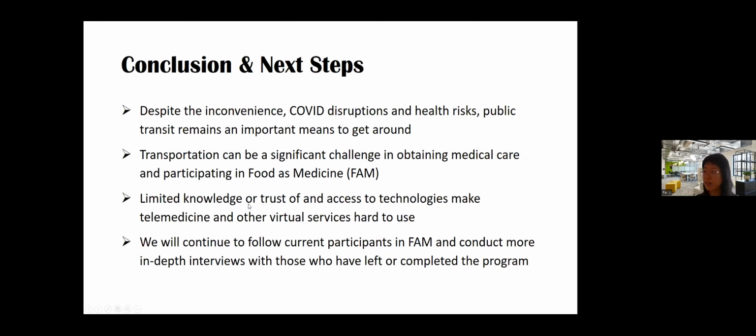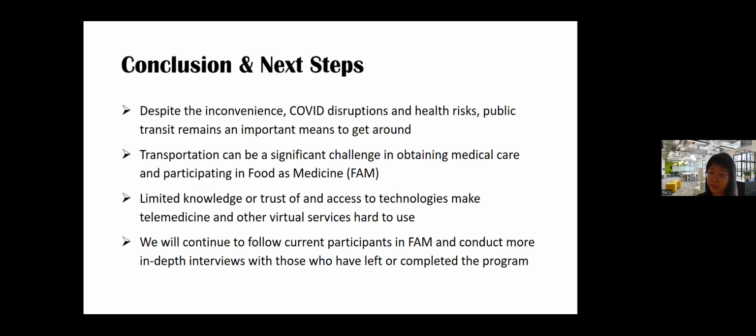So to conclude, we're seeing that despite the inconvenience of riding public transit during COVID and also the service disruptions, public transit remains an important means of transportation for these low-income chronically ill patients. Therefore, it is more important to guarantee that they have the protection they need and can afford the service. We also see that transportation is still a significant challenge in obtaining medical care and participating in Food as Medicine, despite the many options many of these patients already have, such as insurance transportation or courtesies provided by the county for seniors. And they have pretty limited knowledge or trust of, and access to, technologies.